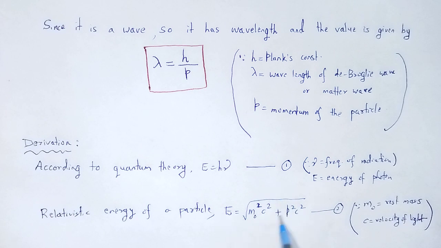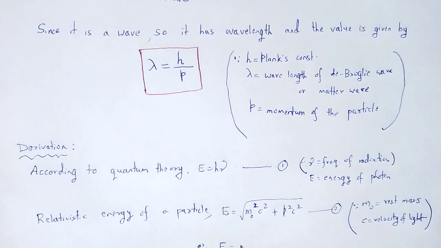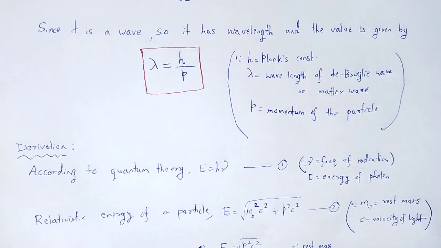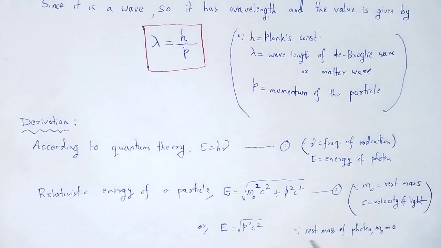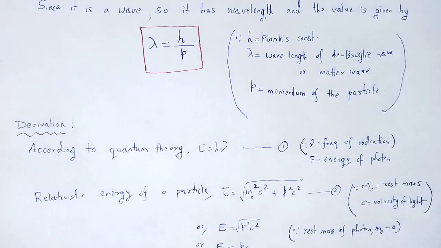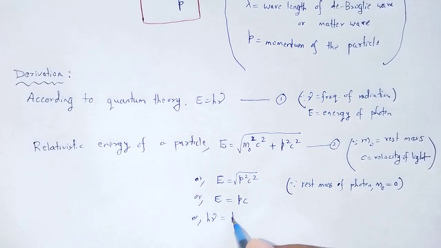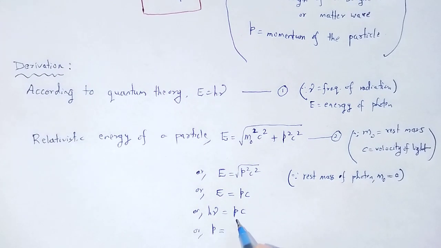As we use that equation for a photon, since the rest mass of a photon is 0, therefore E is equal to the square root of p square c square, as the rest mass m naught is equal to 0. The energy expression is equal to p into c. Again E is equal to h nu, so h nu is equal to p into c, or momentum p is equal to h nu by c.